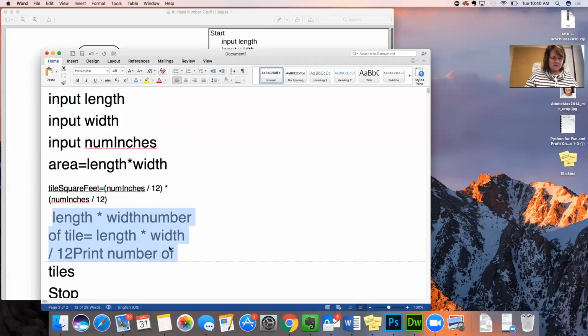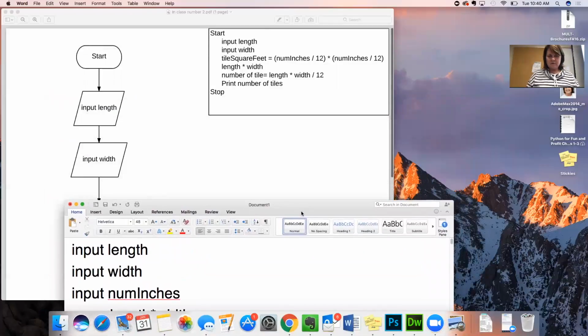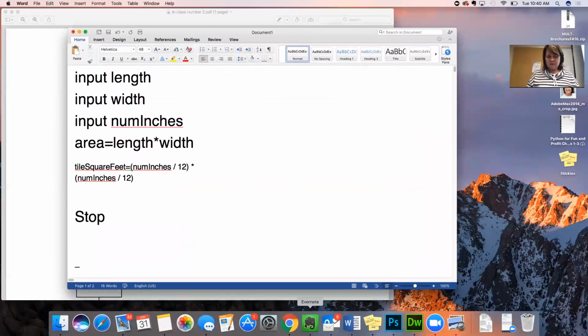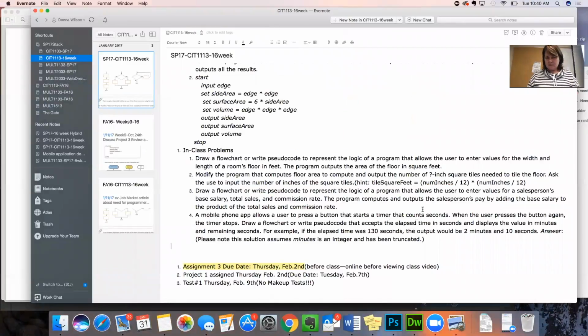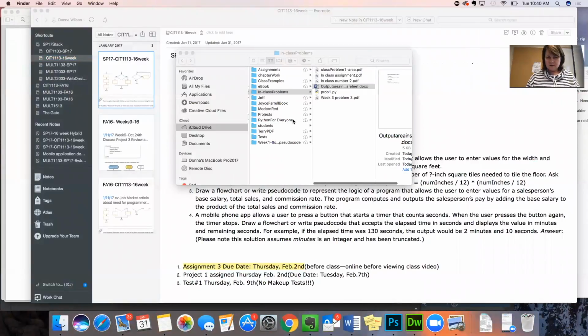Let's see. And so then what would be the last formula, or calculation, that you need in here? You've got the tile per square feet, the number of inches divided by 12. Is it divided by? Is that what I told y'all? That doesn't look right. Okay, let me call up the one that will look right and show you which one it is for sure.